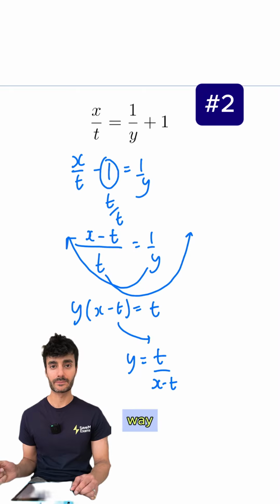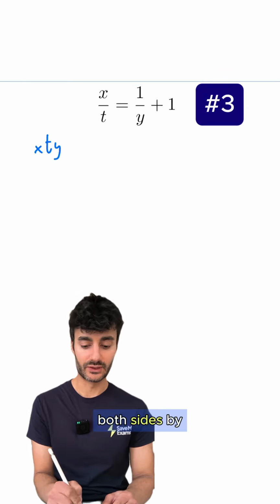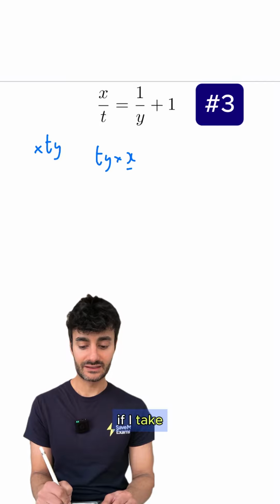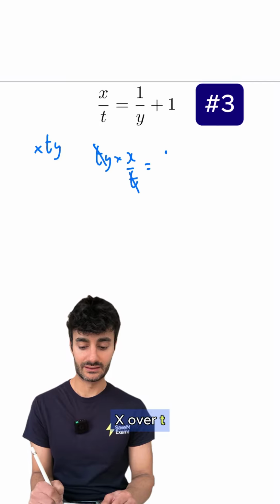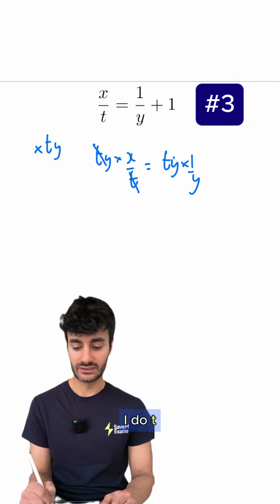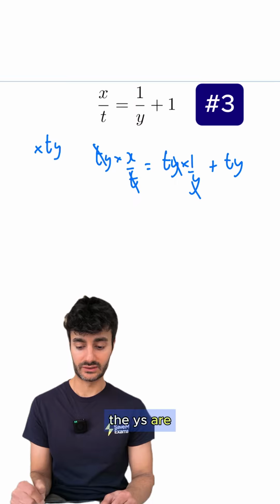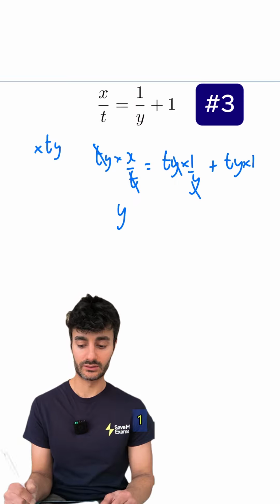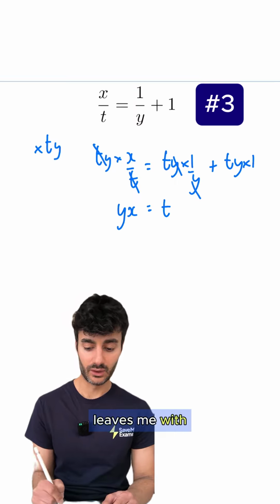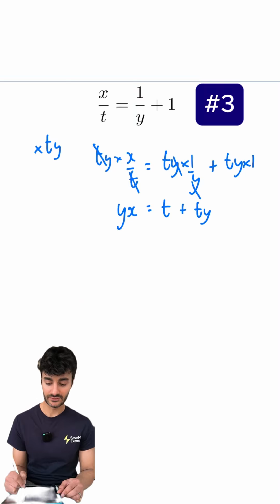That's my second way. My third way is to multiply both sides by ty. If I take ty times x over t, the t's are going to cancel. If I do ty times 1 over y, the y's are going to cancel. And if I do ty times 1, I just get ty. This leaves me with yx is t plus ty.